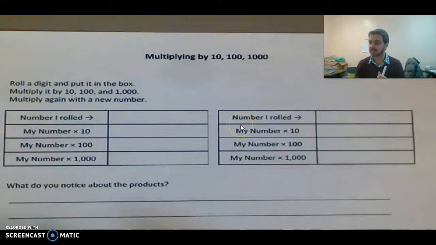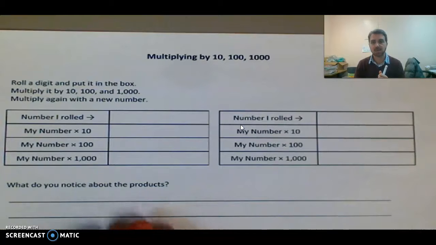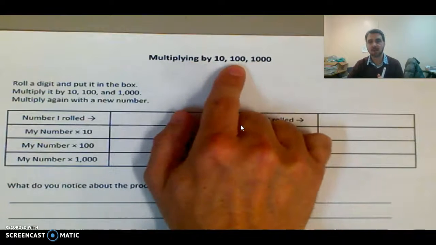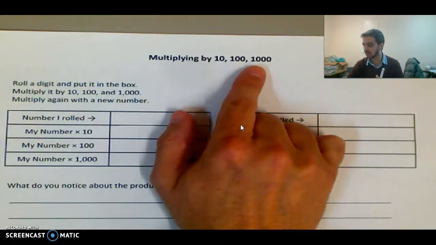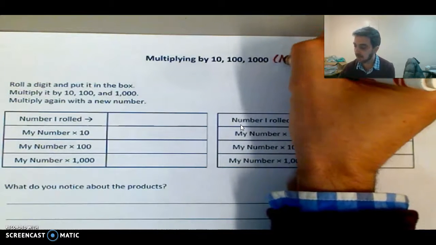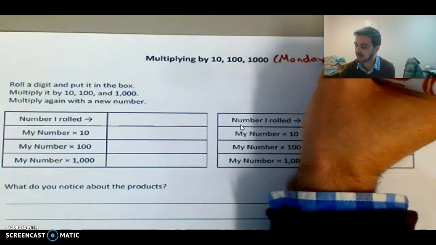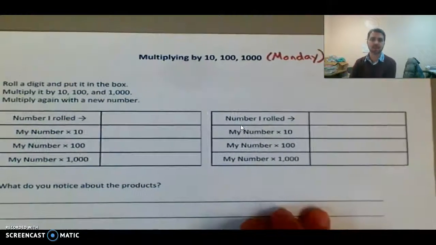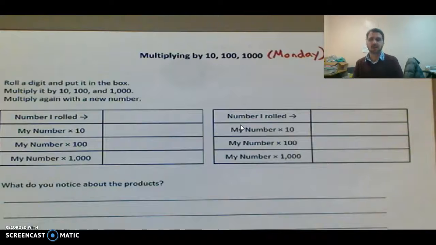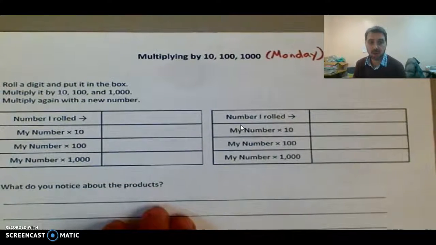If you could please, in your math packet, turn to the page that says multiplying by 10, 100, and 1,000. And actually, your packet, unlike mine, will say Monday on it, because today should be Monday. Monday fun day. Monday math day. Okay. So here's what you do.